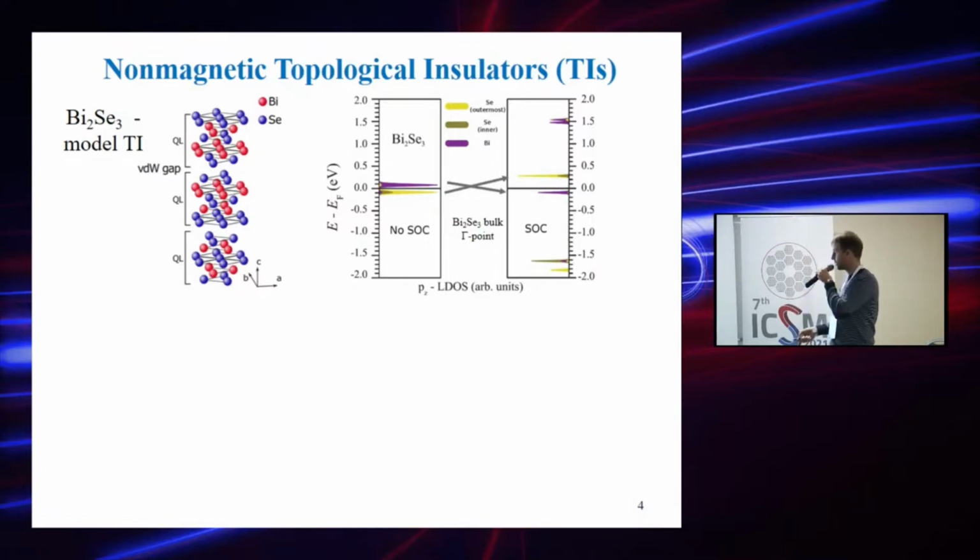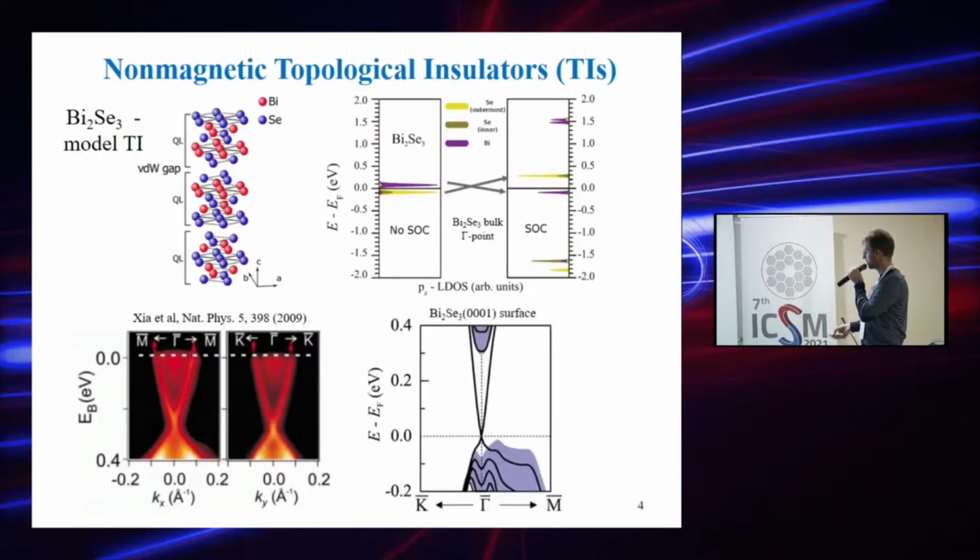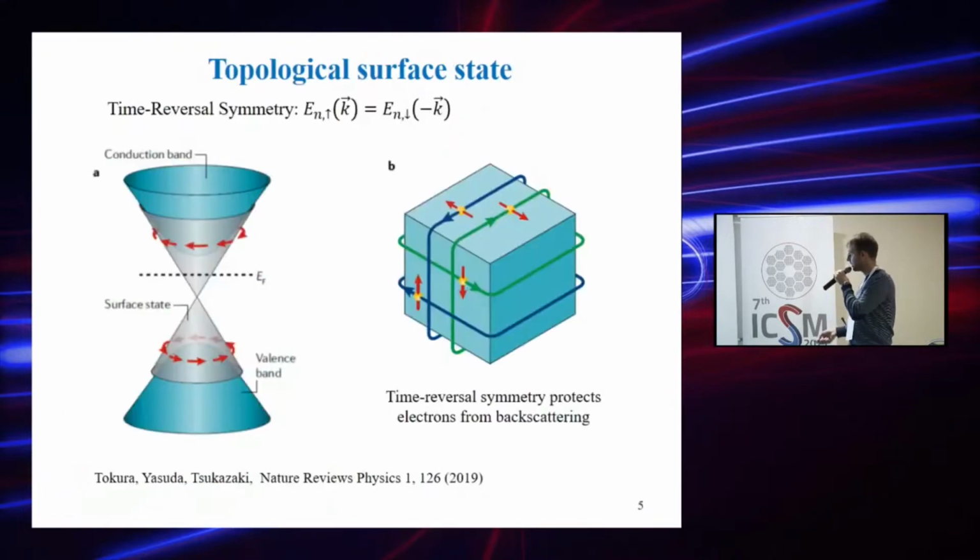So this is what we call bulk band-gap inversion. And there is a theorem that says when the bulk band-gap of an insulator is inverted due to spin-orbit coupling, its surface will host a gapless metallic state. This is how this state looks like in angle-resolved photoemission spectroscopy. You see that it has linear dispersion, therefore we often call it a Dirac cone. And this is how the calculated topological surface state looks like.